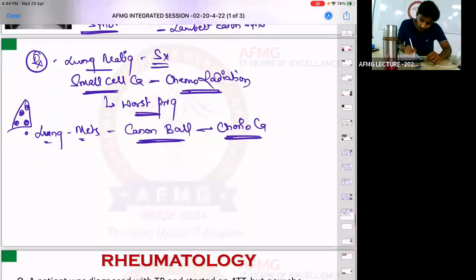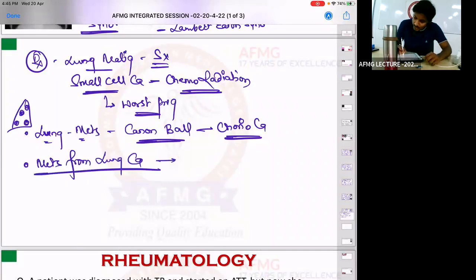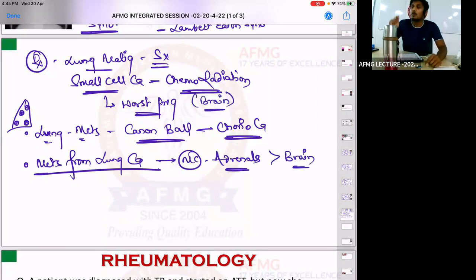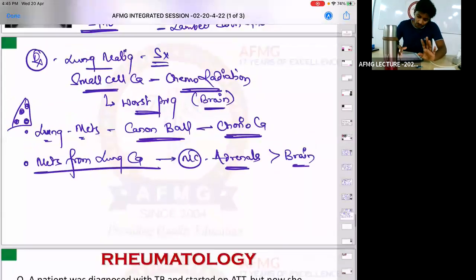Okay, if I talk about metastasis from lung malignancy, if a patient is having lung cancer and the cancer cells are spreading to other organs, then the most common site of metastasis is the brain. But which cancer usually causes brain metastasis? Small cell carcinoma, and therefore it has the worst prognosis among all. Okay, remember the funda, it will become easy. Okay, there is nothing else you need to remember.